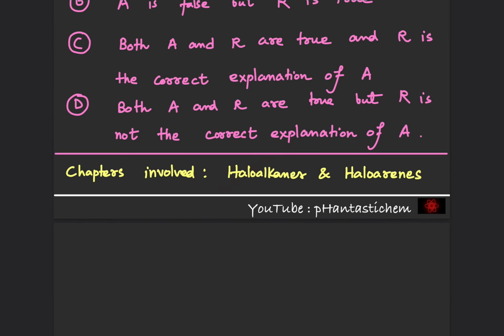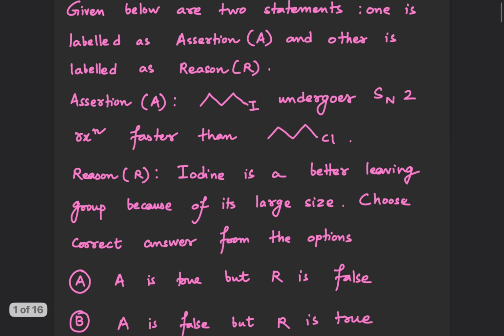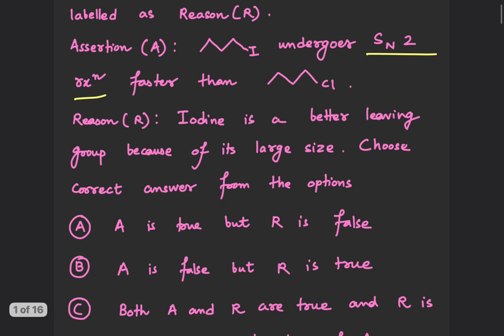So before we go and see the assertion and reason, some prerequisite about SN2 reactions is important since they have mentioned that. Then also leaving groups are important, right? So let's talk about it.